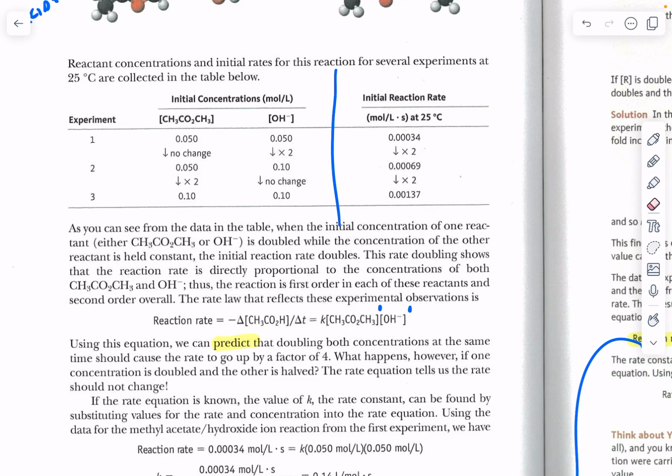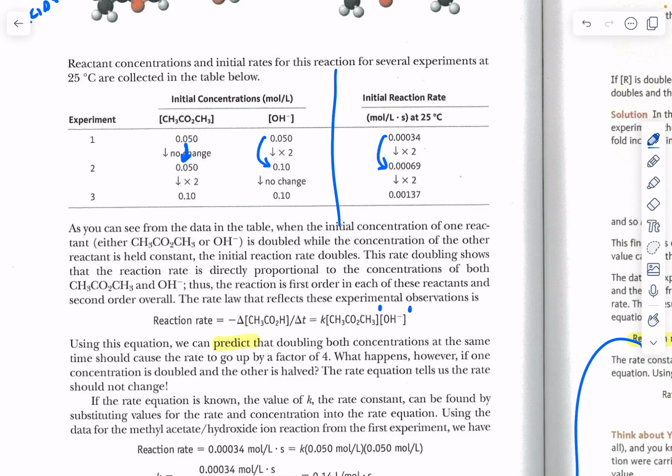And so what you'll notice when I do 3 experiments, I'm looking for an experiment where the molarity of one of my reactants is not changed. And you'll notice here, I'm holding the molarity of the methyl acetate constant. And I'm doubling the molarity of the base, sodium hydroxide, potassium hydroxide, whatever. Sodium or potassium would be a spectator ion. What effect does that have on the rate? Well, it doubles the rate.